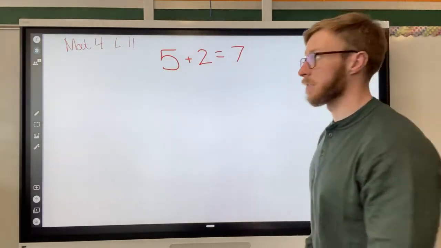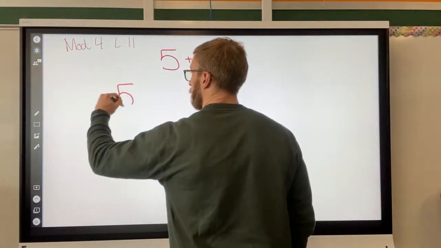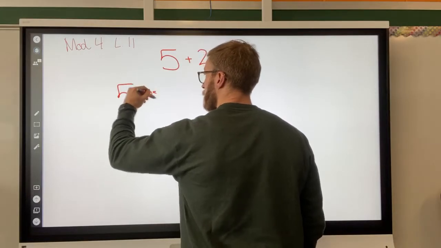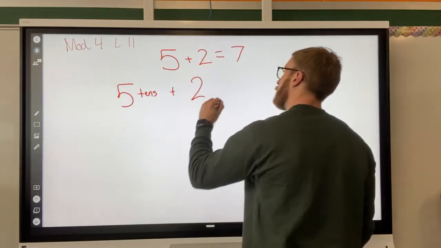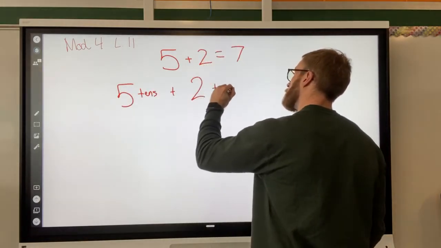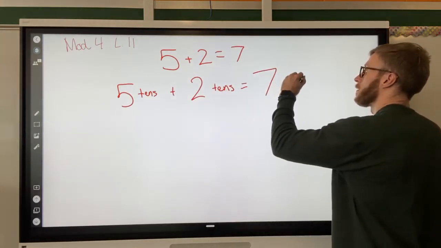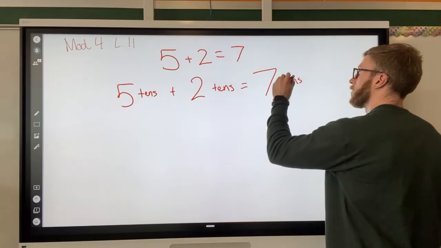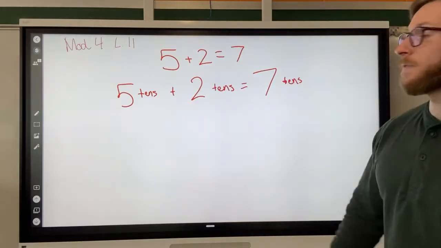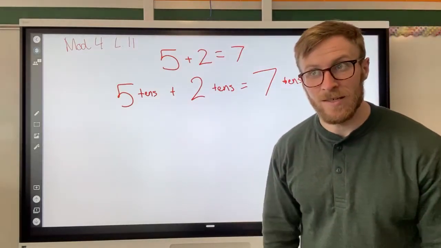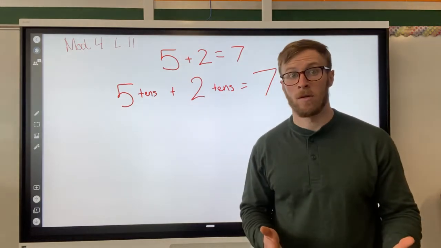Now let's read it as tens. 5 tens plus 2 tens equals 7 tens. It's not a T, that's a B. And if we have 7 tens, what is that number?